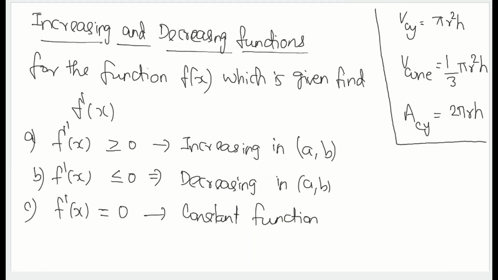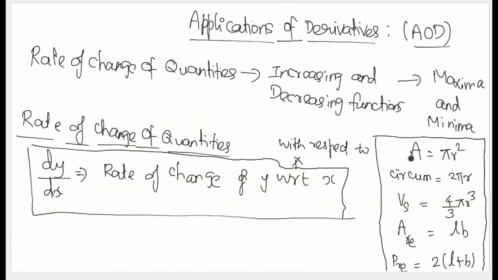And volume of a cylinder is pi r square h. Volume of a cone is 1 by 3 pi r square h. Area of a cylinder is 2 pi r h. Suppose, for example, the questions may be asked like find the rate of change of area of a circle with respect to its radius. Like that, the questions will be asked.